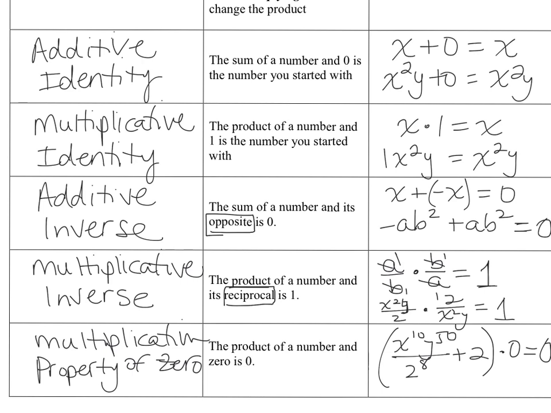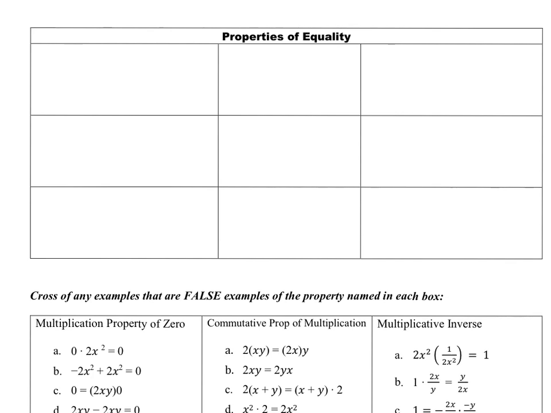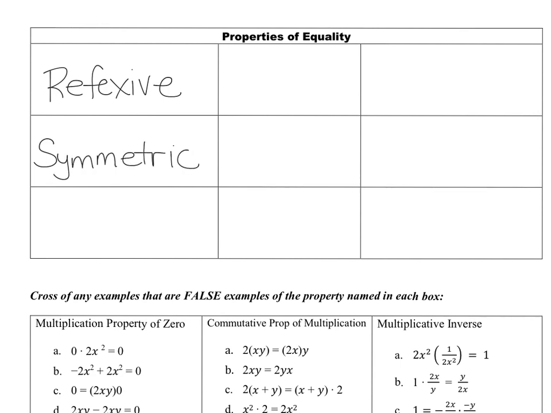So now let's jump to some new algebra properties. Notice the properties of equalities I've left completely blank because I am guessing that you know nothing about these. So I'll just tell you the names of them right away. The first one is called the reflexive property. The second one is called the symmetric property. And the last one is called the transitive property.